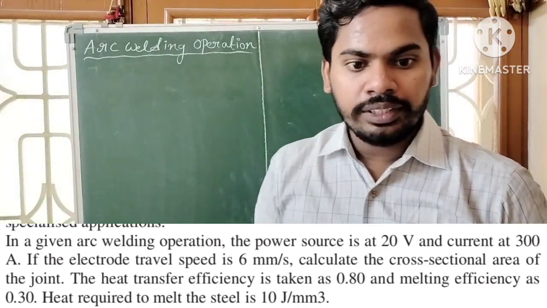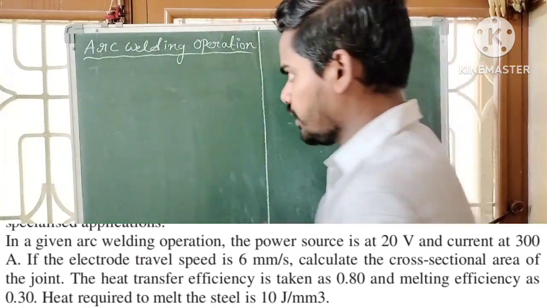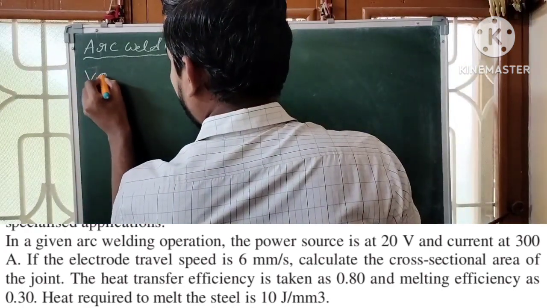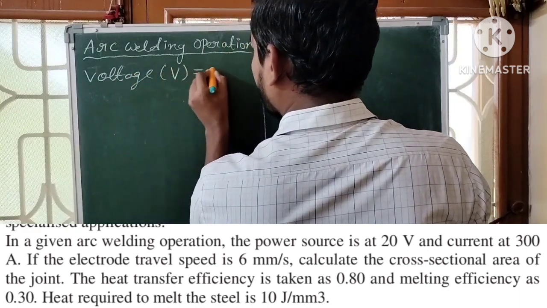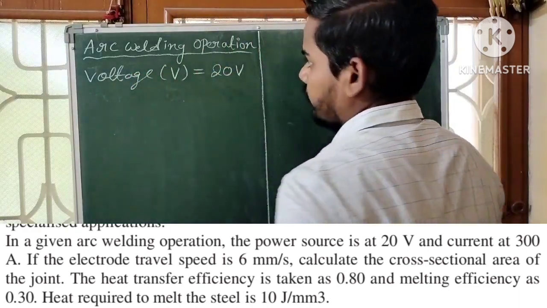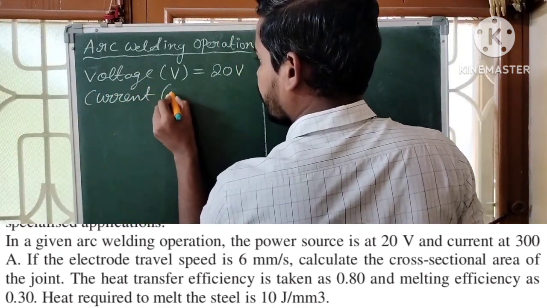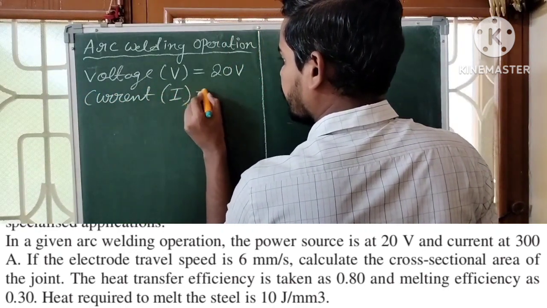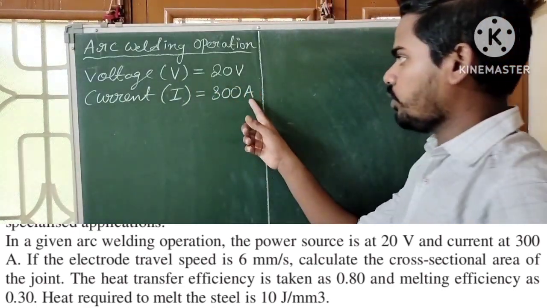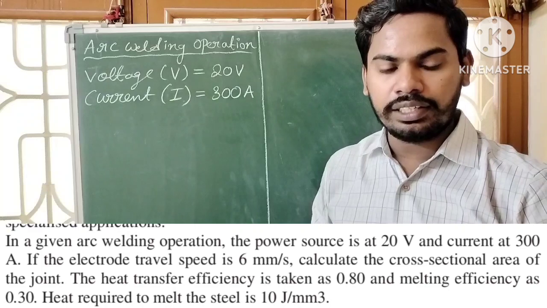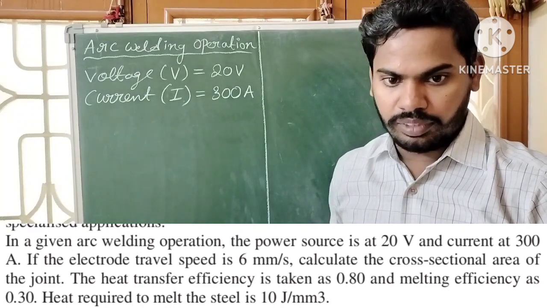Let's solve this problem. First of all, the given power source is at 20 volts. Voltage is given, so power source voltage V is equal to 20 volts. Next, given current. Current denoted by capital I is equal to 300 amperes. Capital A means the unit of current, amperes.